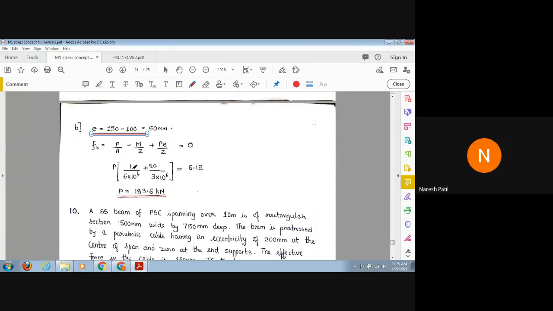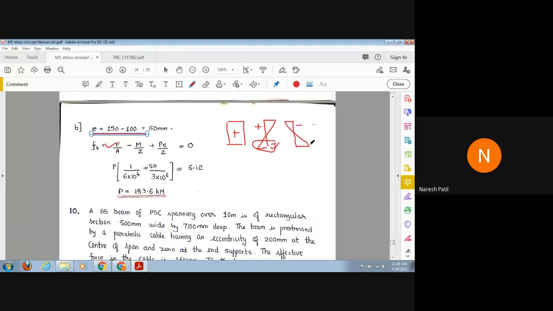So again, what you have to do? P by A minus M by Z plus P by Z, because again the bottom fiber stress has been asked. You can see here we have the direct stress P by A, then the bending stress M by Z, then the stress due to pre-stressing. At the bottom we have minus M by Z.